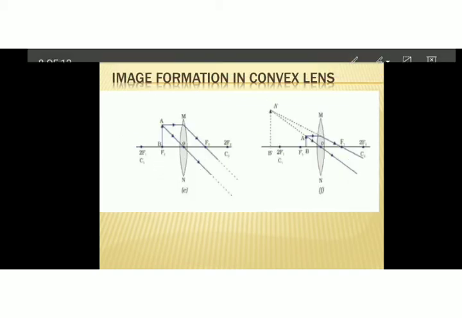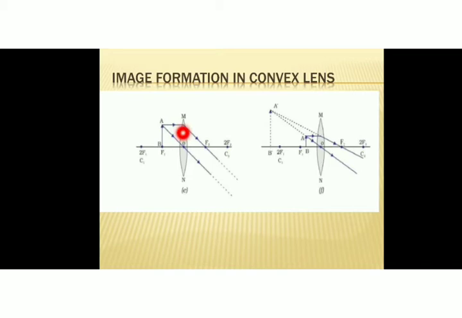Next, what will be the object position? Consider this position. Now our object is at f1, at the focus. So our object AB is at the focus. Consider two rays. One is the parallel ray, another ray passes through the optical center. The parallel ray after refraction passes through the focus. The ray passing through the optic center goes without any deviation.